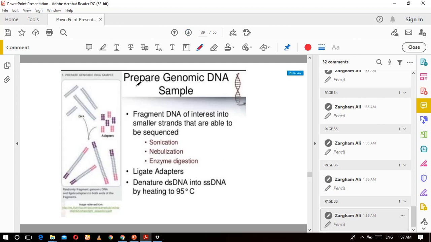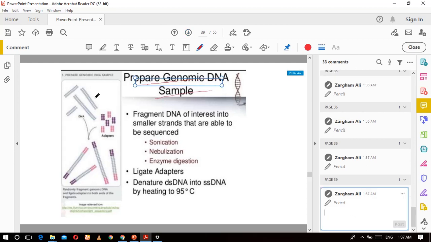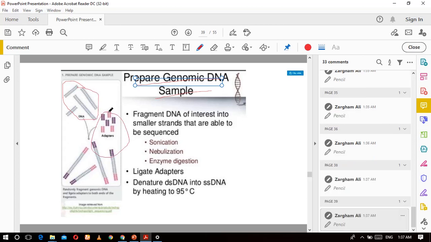Then the next step is to prepare the genomic DNA sample. We can see this is our double-stranded DNA. We have an adapter there. We must ligate them onto the DNA on both sides. Fragment the DNA insert into smaller fragments that are able to be sequenced. We cut our large size DNA into small fragments so that we can easily sequence it with the help of sonication, nebulization, and enzyme digestion.